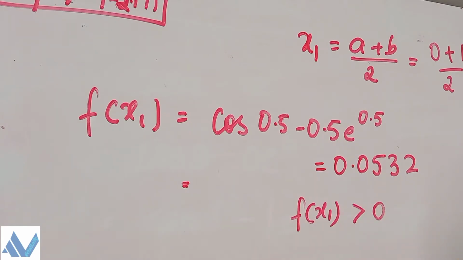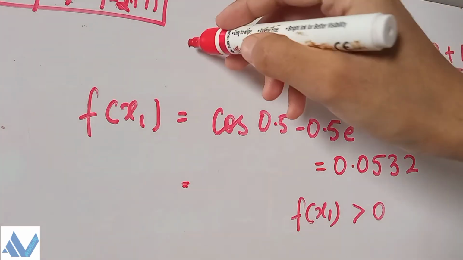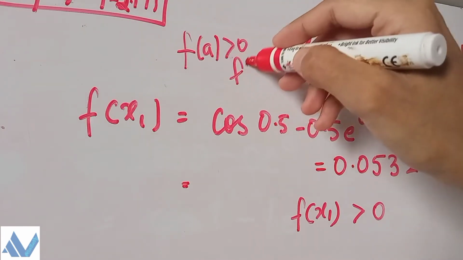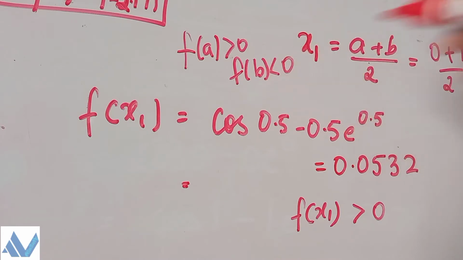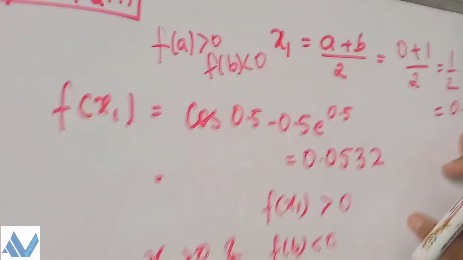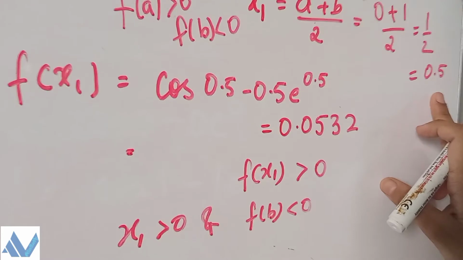We had taken f of a is greater than 0 over here. I did not mention f of a is greater than 0 and f of b is less than 0. Now we have got f of x1 is greater than 0, so we will take this: f of x1 is greater than 0 and f of b is less than 0. So the value of x1 is here 0.5.